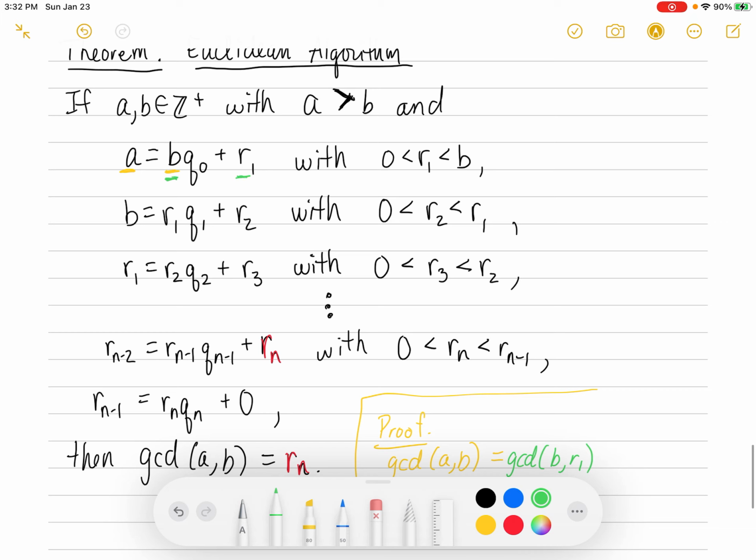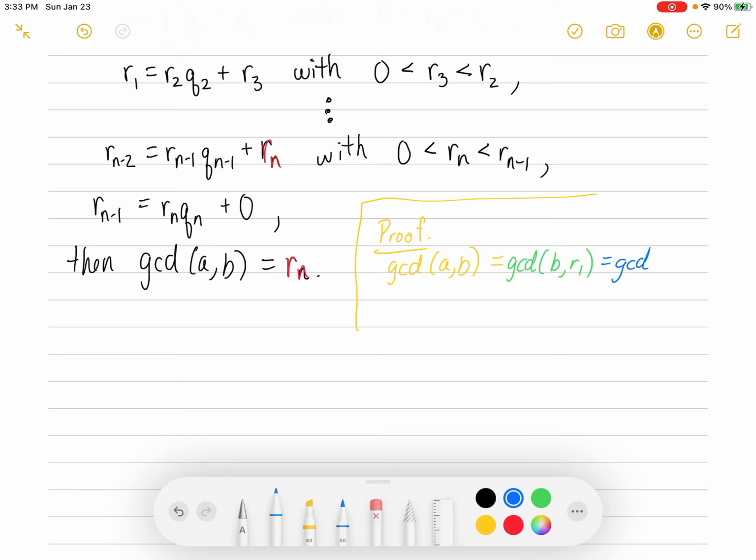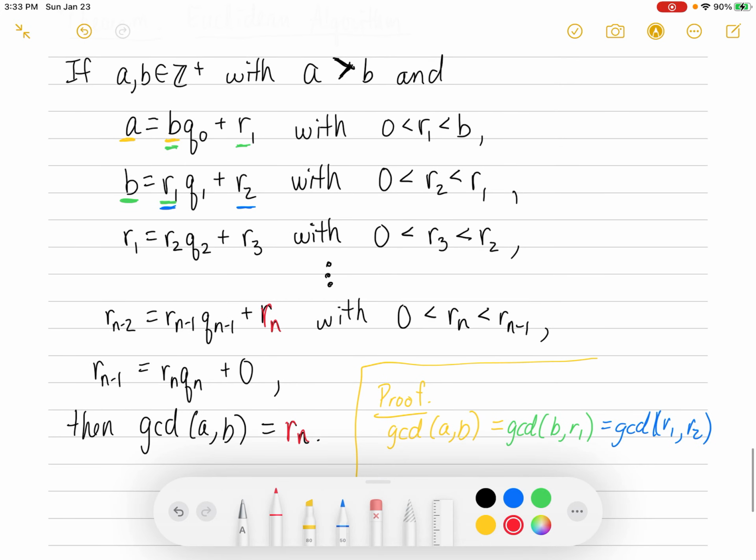B and R1. These two greens. So I have these two greens now, right? B and R1. So the GCD of B and R1 must be equal to the GCD of R1 and R2, using that fact again from the top. So the GCD of B and R1 is equal to the GCD of R1 and R2.